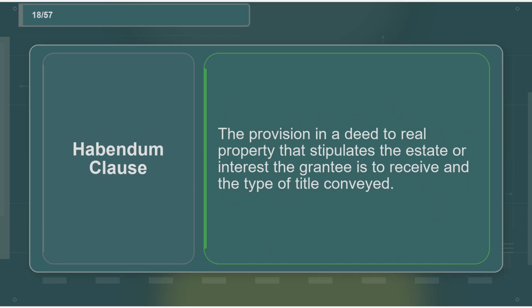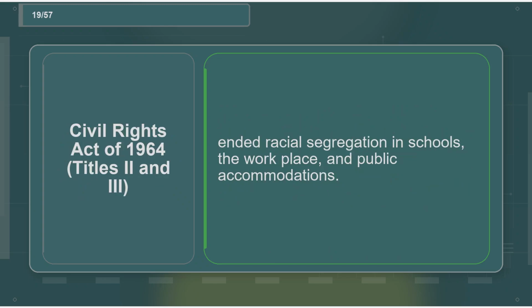Flashcard 18. Term: Habendum Clause. Definition: the provision in a deed to real property that stipulates the estate or interest the grantee is to receive and the type of title conveyed. Flashcard 19. Term: Civil Rights Act of 1964, Titles 2 and 3. Definition: ended racial segregation in schools, the workplace, and public accommodations.